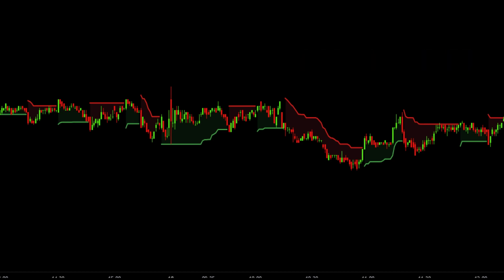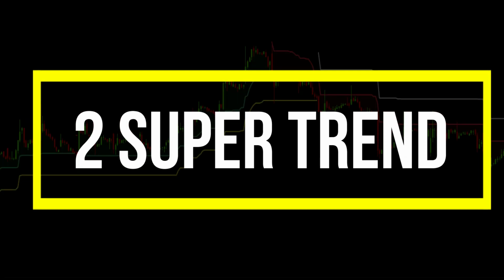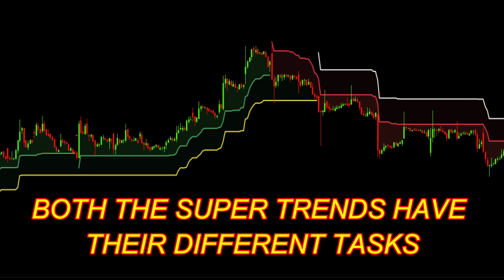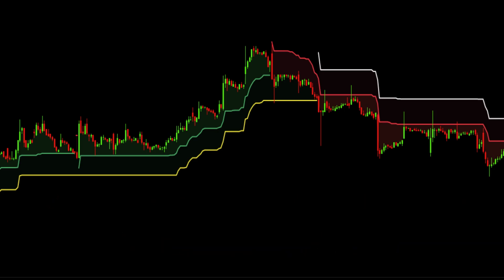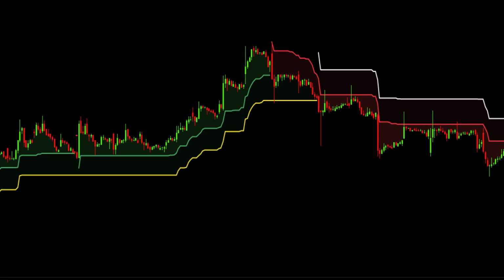So, the question is, how can we avoid this kind of false signals? In this situation, our strategy will be very helpful. In our strategy, we will use two Supertrends for more accuracy, and for correct identification of trends. So, we can buy and sell the stock with high efficiency. Both the Supertrends have their different tasks. With the help of two Supertrends, we will be able to find the short-term trend, as well as the long-term trend of the market. After that, we will buy or sell the stock when both the Supertrends follow our conditions.